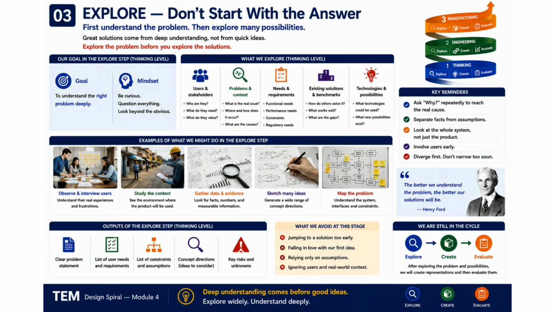At this stage, we should explore widely rather than quickly narrowing down to our first idea. The output is therefore not a finished design. It is a much clearer understanding of the problem, the needs, the constraints, the unknowns, and the possible directions we could investigate. This is the first discipline of good engineering. Explore the problem before you start designing the answer.